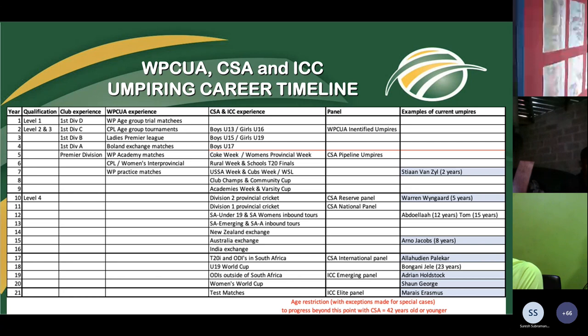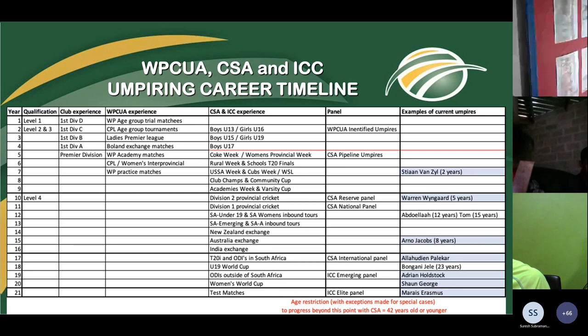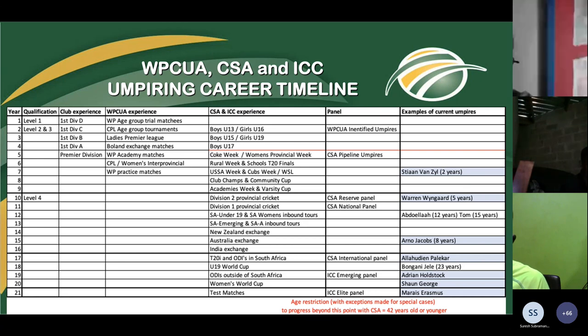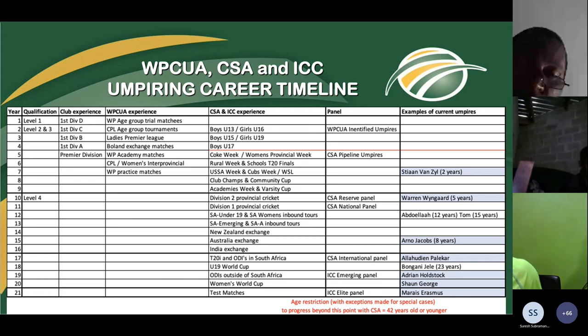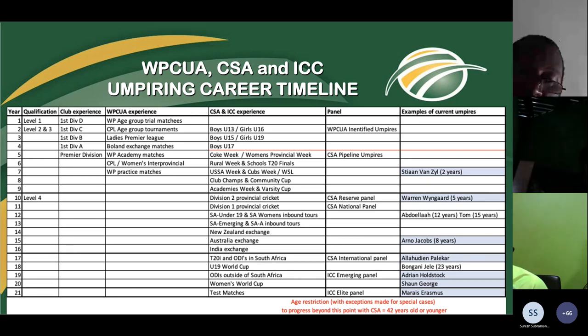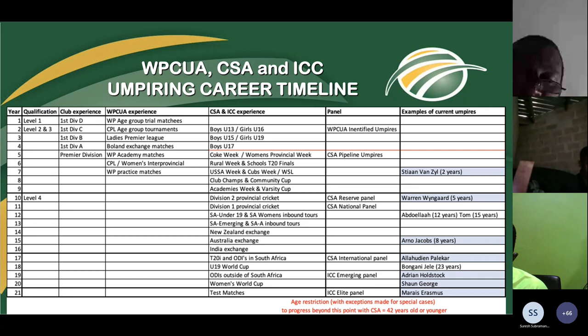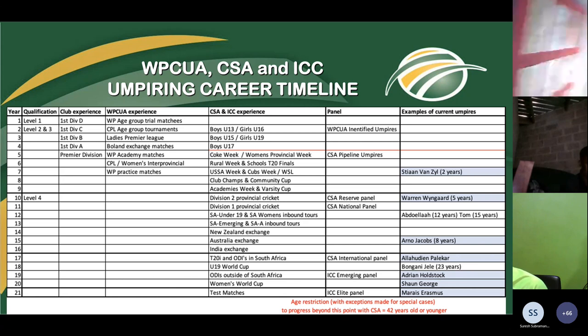I just noted a few umpires in the last column, and this is really just to show you that it takes different lengths of careers to get to different places. So Abdullah and I are at a similar level. I've been umpiring for 15 years. Abdullah has been umpiring for 12 years. Warren Weingard, who's also based in Cape Town, is a former first class player. So he was fast tracked through the system and is at the CSA's reserve panel after only 5 years of umpiring.